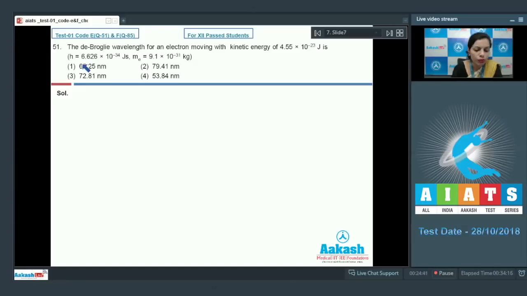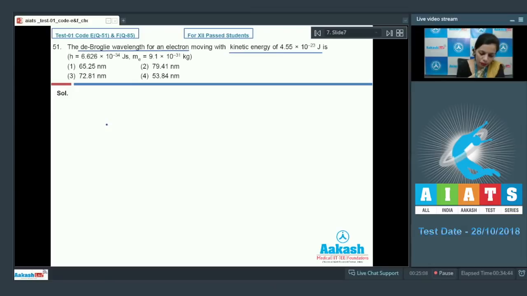Question number 51. The de Broglie wavelength for an electron moving with kinetic energy of 4.55 into 10 raised to the power minus 23 joule is. We have the value of kinetic energy. That's given here. And we have to find out the de Broglie wavelength of an electron. And the data is also given, the value of h and the value of mass of electron is also given.